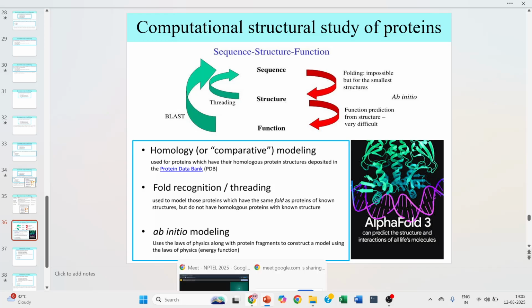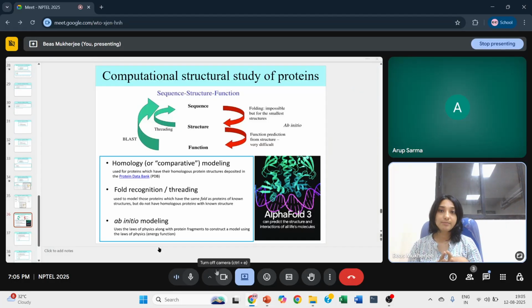Now, the thing is, you have studied about protein folding. So right now, a lot of these different software and AI-driven models, DeepMind and all these deep learning models are getting formed, and these are very effective in predicting the protein structure. Initially there was homology modeling, fold recognition and threading, and ab initio modeling.